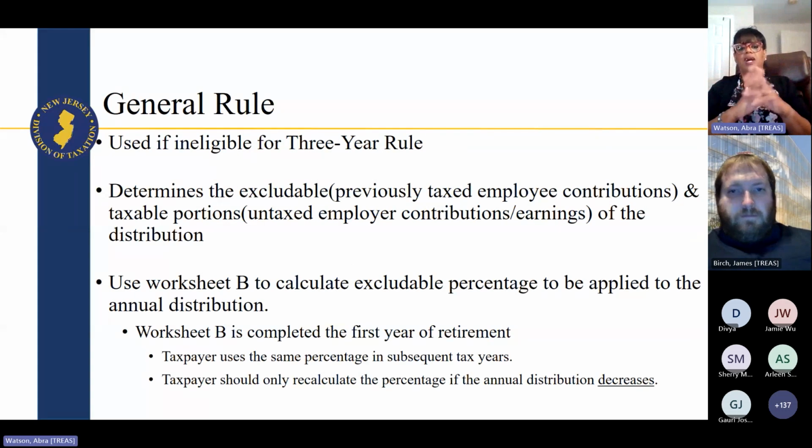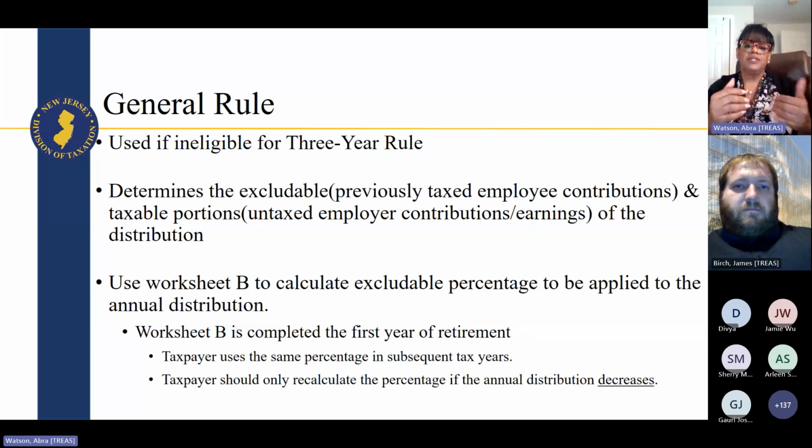Now, the general rule, unlike the 3-year rule, is usually used by people who don't qualify to use the 3-year rule. So those are people who won't be able to fully recover their contributions within a 36-month period. The general rule determines what portion of what they're receiving is excludable, so those are the previously taxed employee contributions, and what portion of what they're receiving annually is taxable. That represents their employer's contributions and the earnings on the account. So that's what they've got to calculate out of each year's distribution.